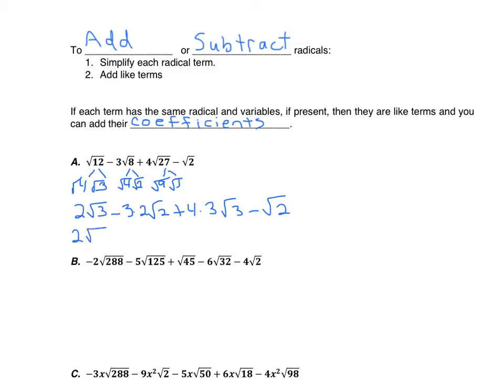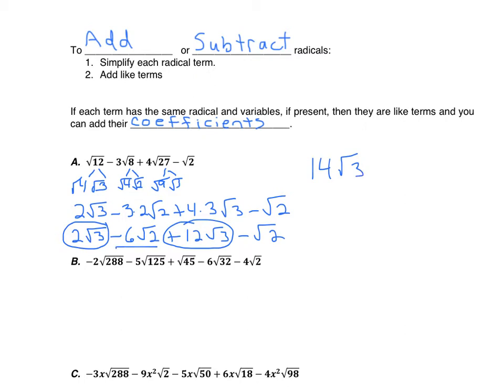And I'm going to actually multiply, so 2 root 3 minus 3 times 2 is 6 root 2, plus 4 times 3 is 12 root 3, minus root 2. So now I can go ahead and look at which have the same radicals. So 2 root 3 and 12 root 3 gives me 14 root 3. Negative 6 root 2 minus 1 root 2 is minus 7 root 2. And that is added and subtracted.